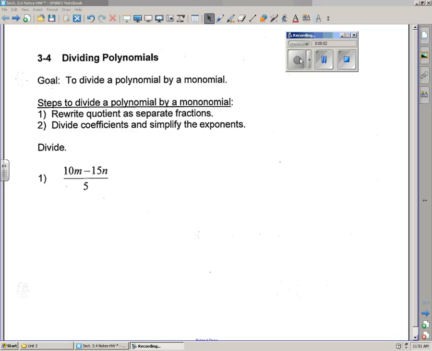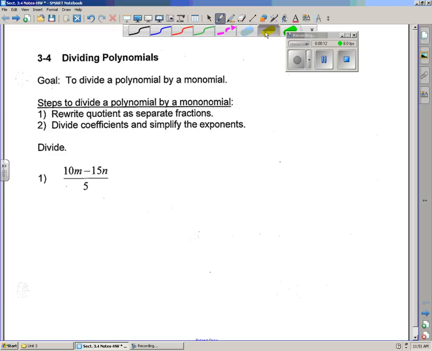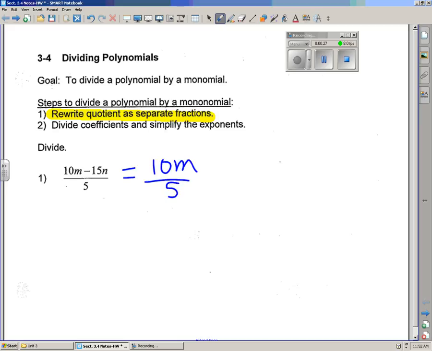So today we're going to do dividing polynomials, and we're going to divide a polynomial by a monomial. When you divide polynomials by monomials, it might be helpful to rewrite the division problem as separate fractions, and then make sure that you just divide or simplify your numbers, and then you simplify your exponents. So if I rewrite this first problem as two separate fractions, I would basically say I've got 10m divided by 5 and negative 15n divided by 5.